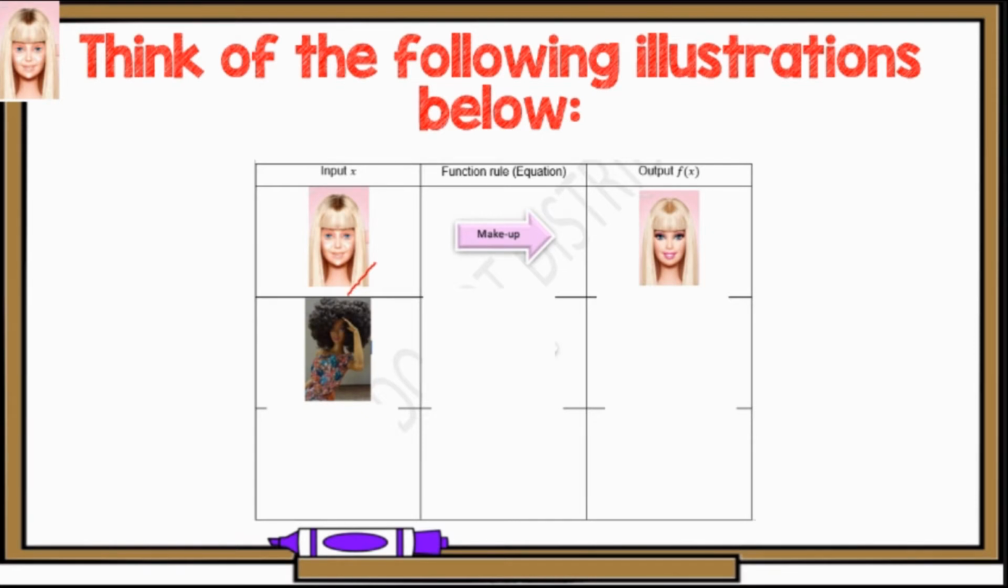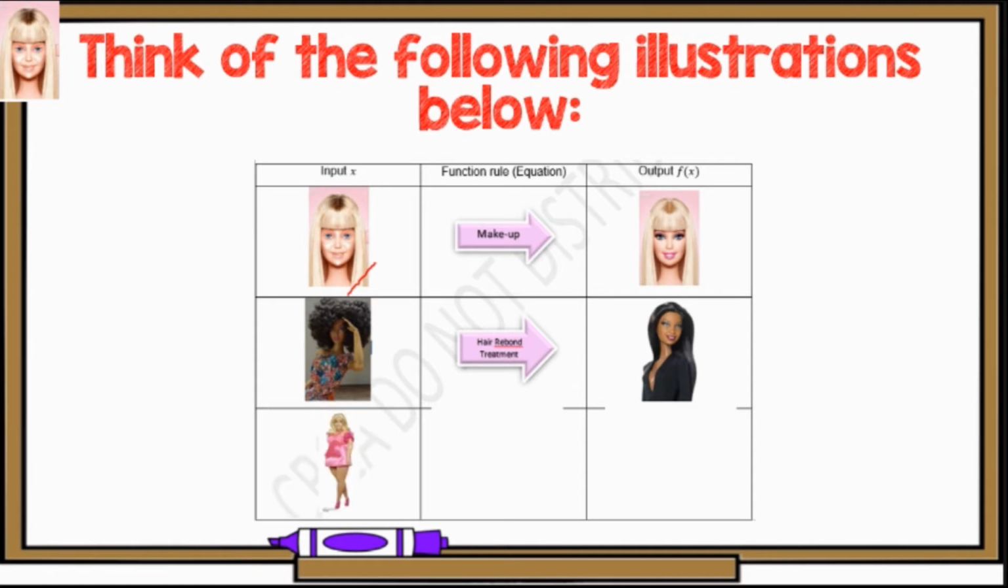We have a Barbie who wants to try something new. She wants her hair to be smoother with no frizz. What treatment should she have? Okay, a ribbon hair treatment will do. And the result, of course, a frizz-free hair for Barbie. And now let's go to the last picture.